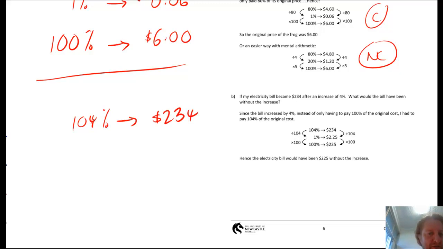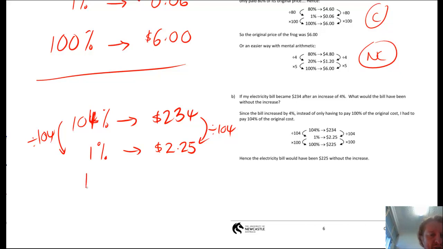So I want to convert 104 into 100. And again, I'll admit here, I don't even have a pretty way to do this without my calculator. It's not a pretty question. I'm just going to drag it down to 1%. I know that any number divided by itself will get me down to 1. If I'm going to divide the left by 104, I've got to divide the right by 104, and as I've noted here, it gave me $2.25.